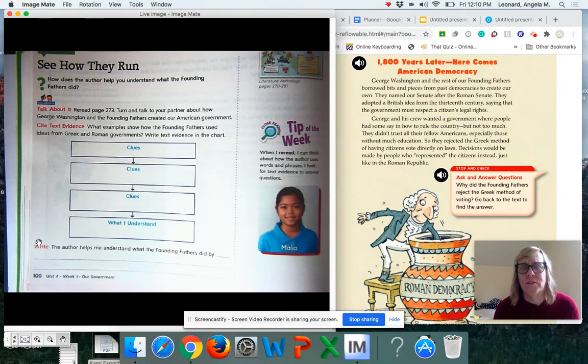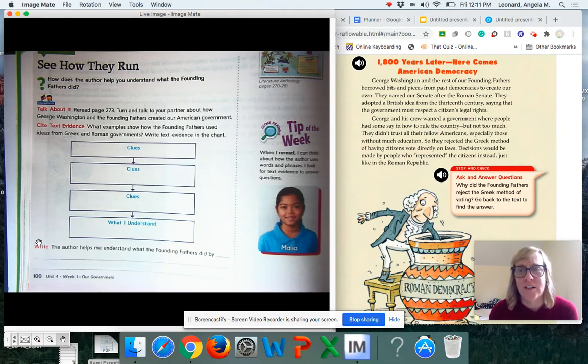So, we don't have the opportunity to talk about it with a partner, although I encourage you to talk about it with your family. We are going to reread page 273, and then we're going to cite, that means write, text evidence. And we need to answer that question: what examples show how the founding fathers used ideas from Greek and Roman governments? Write text evidence in the chart. So we know we're going to read page 273 to help us with that. So let's do that now.